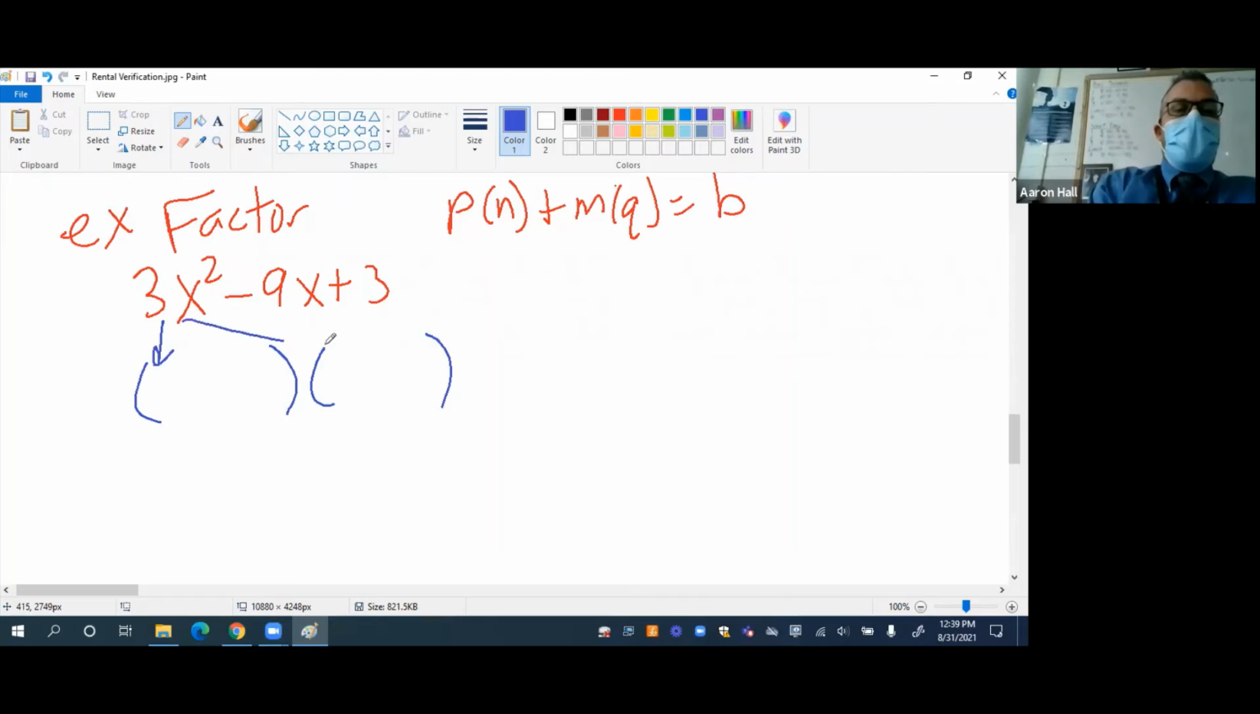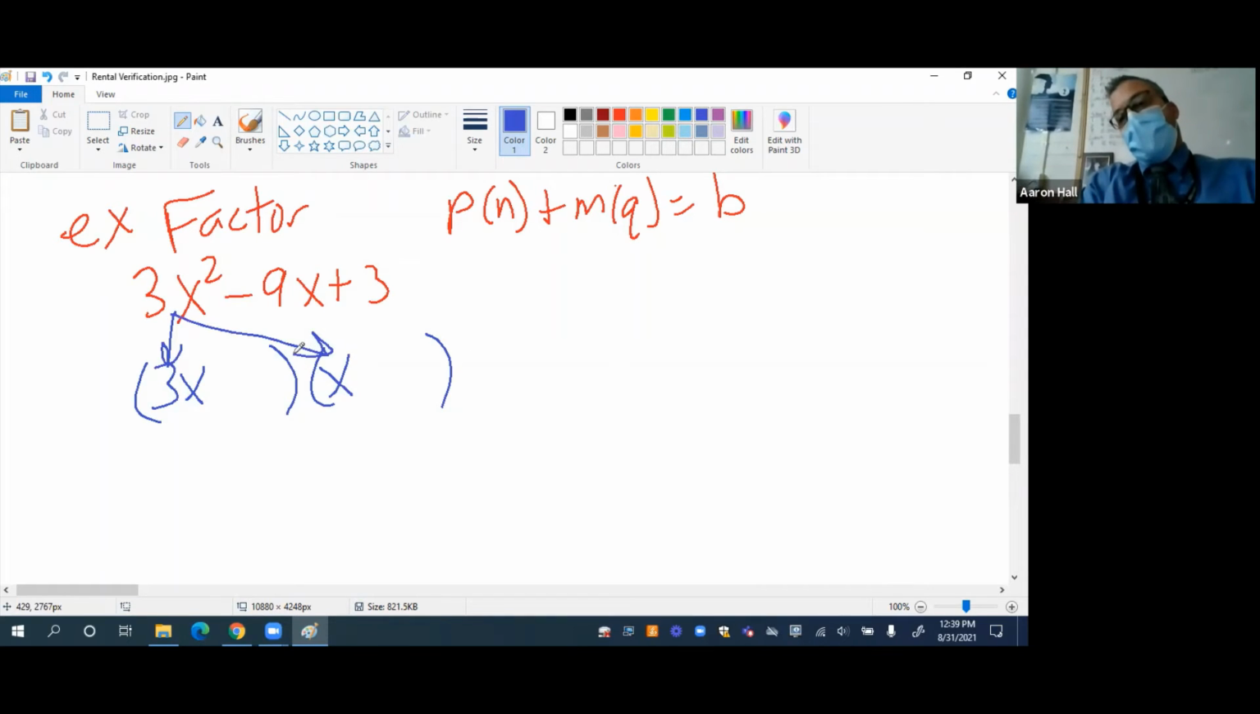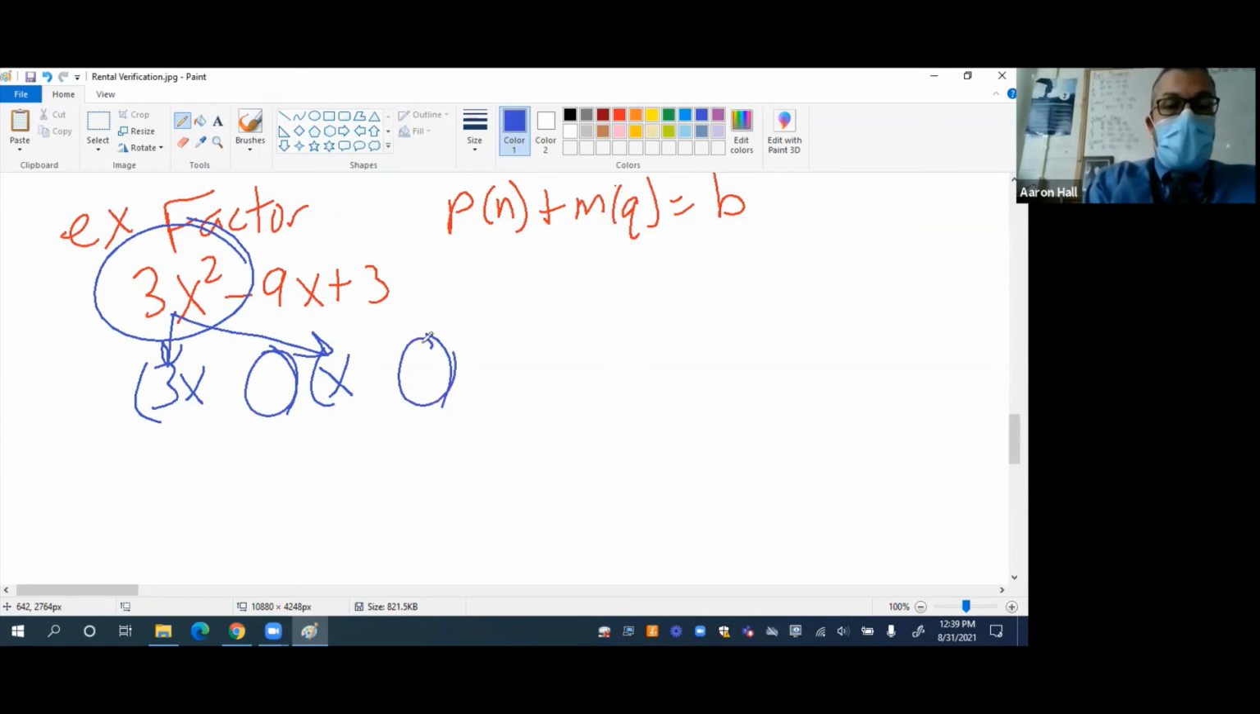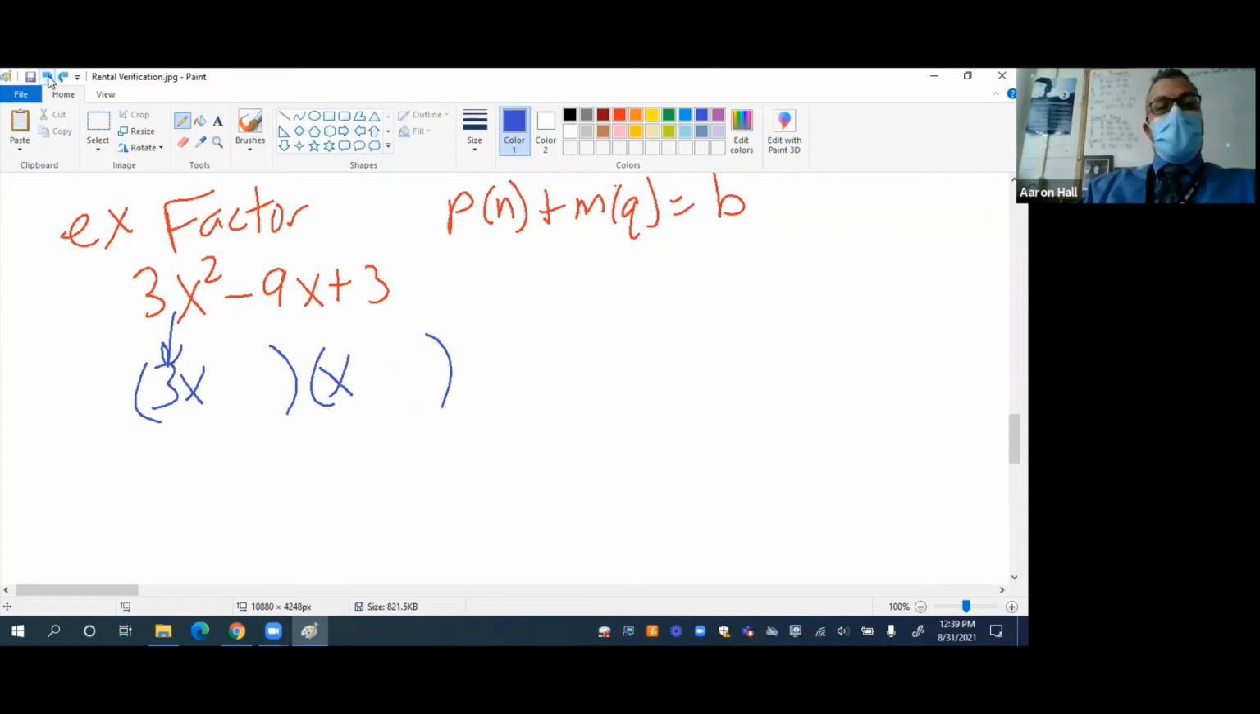Let's try it. So you keep going. What did you put here? I did 3x and then x. I think that's a good guess. So both of these have to be the products of our first term, right? What needs to be here? The products of our last term. So our choices are either positive 1 and positive 3 or negative 1 and negative 3. And then you can flip-flop.